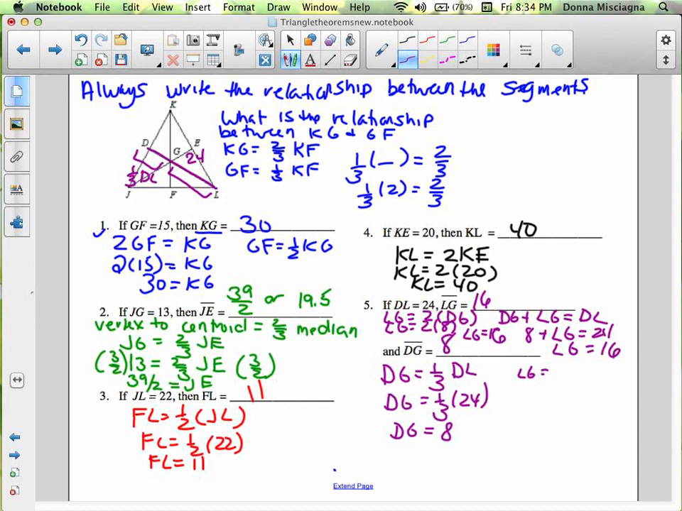And you could do LG is 2/3 of DL if you wanted, just so you can see that also works. LG is 2/3 of 24, so you could reduce that. 3 divides into 3 one time, 3 divides into 24 8 times, and 8 times 2 is 16. And that's enough ways for anybody to solve for LG, which is 16. However you want to write it, solve for it.